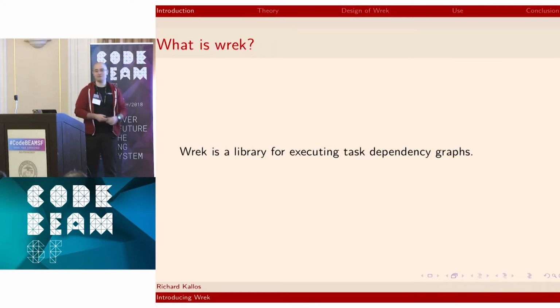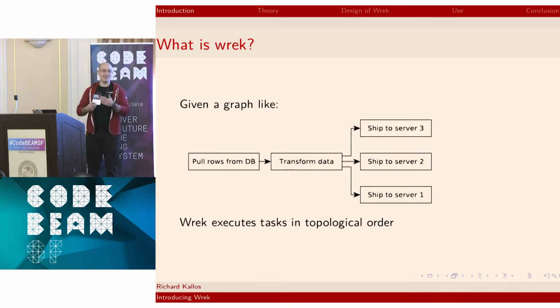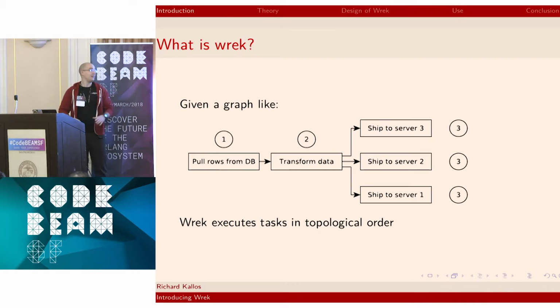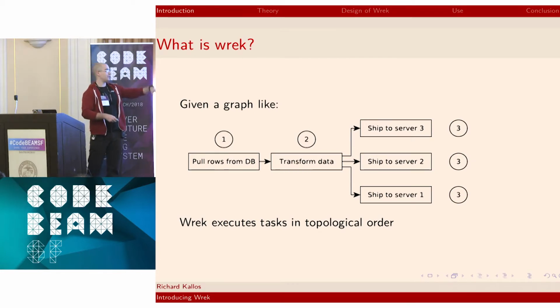So, third time now, Wrek is a library for executing dependency graphs. What does that really mean? This is an example of a dependency graph and the order in which you execute it. First, let's say you pull your rows from your database, and then step 2, you transform your data in some way, and then each of those vertices can be run concurrently, and Wrek basically makes sure that you can run this in a proper order.